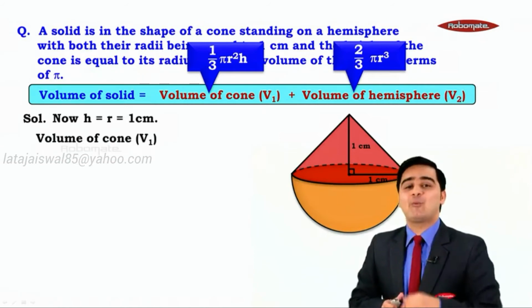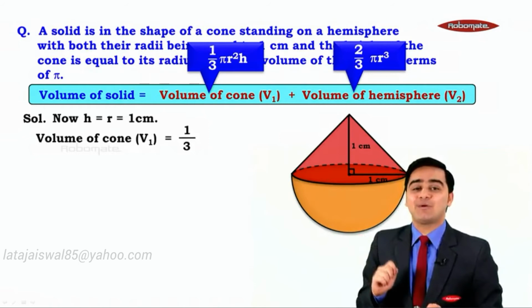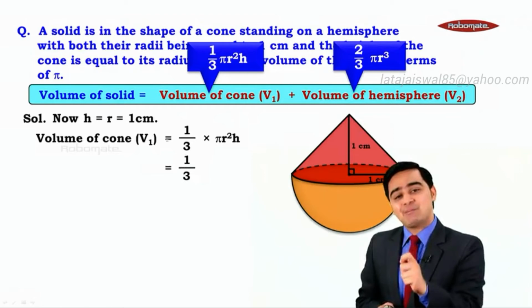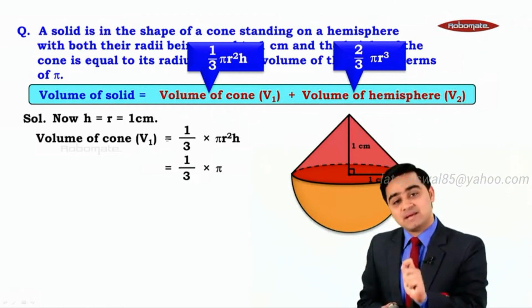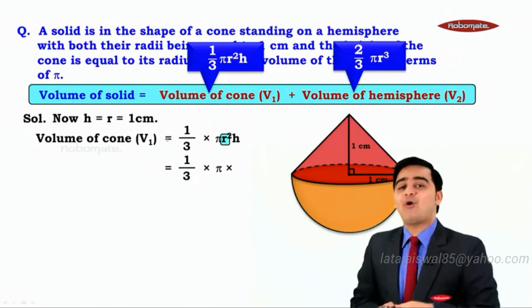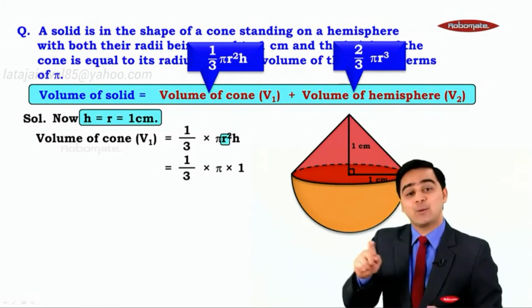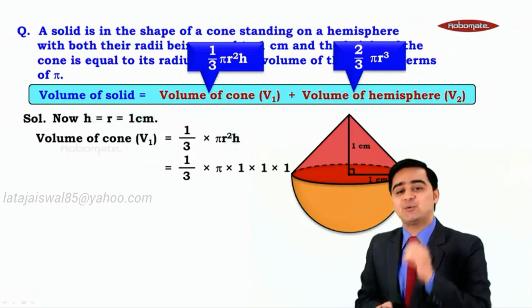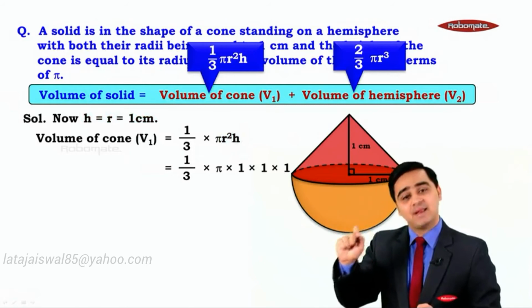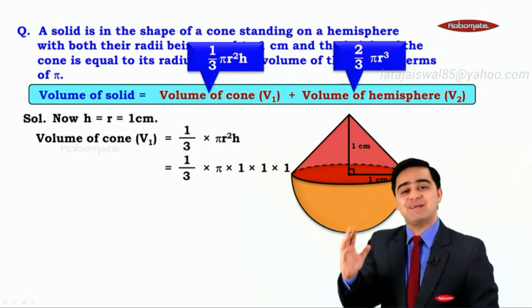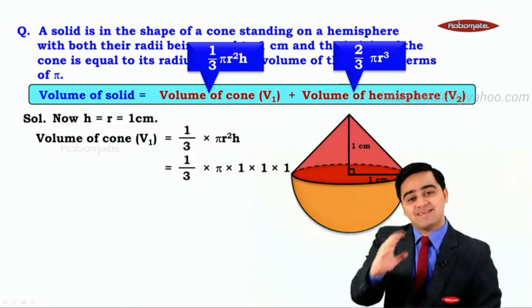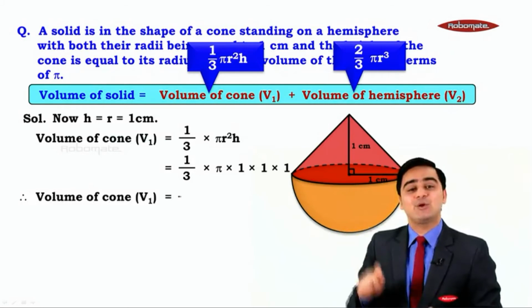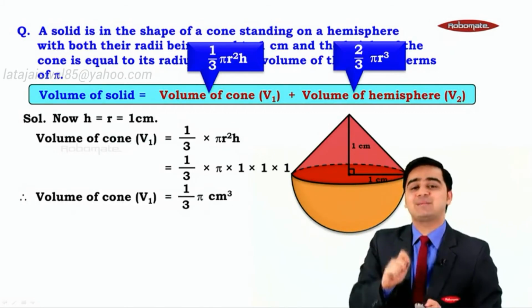Let's first get the volume of the cone. The formula is 1 upon 3 into pi r square h. Now, let us substitute the values. In place of 1 upon 3, we'll write 1 upon 3. Pi we'll write as pi. We know that the radius of the cone is 1, so we'll write 1 into 1. Now, we know that the height of the cone is also 1, so we'll write into 1. Now, 1 by 3 into pi is 1 by 3 pi. 1 by 3 pi into 1 into 1 into 1 is equal to 1 by 3 pi. So, we can say therefore, the volume of the cone is equal to 1 upon 3 pi centimeter cube.